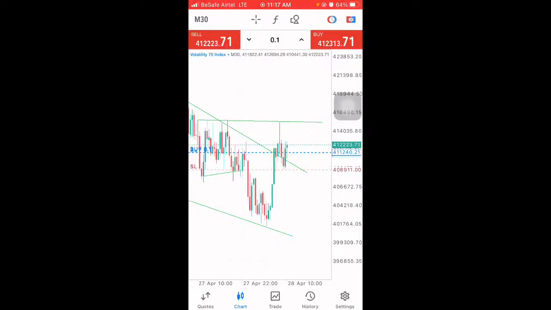So we are still observing our candlestick. We have 30 minutes more.